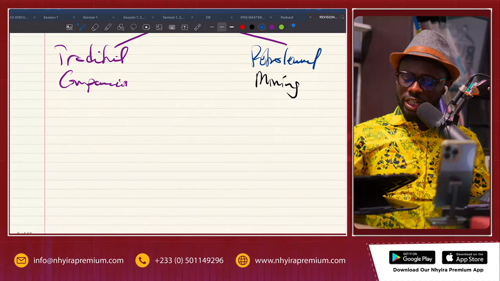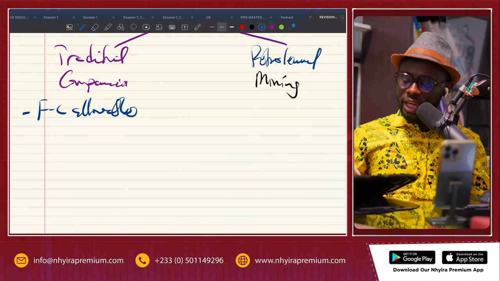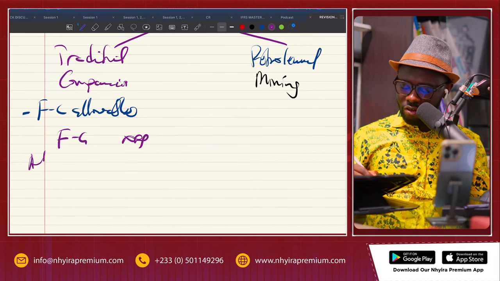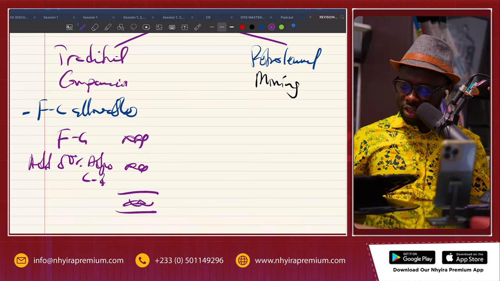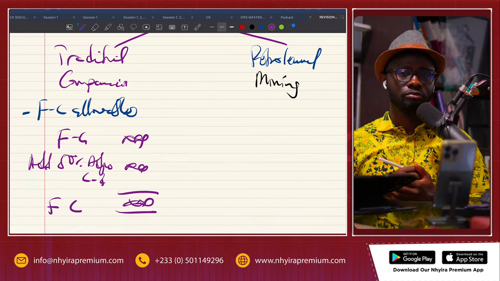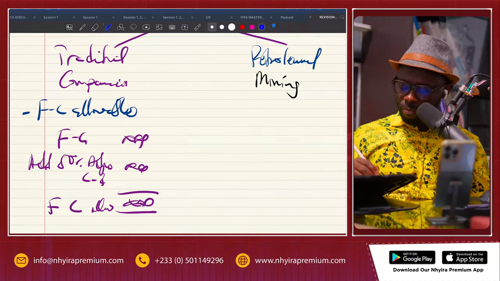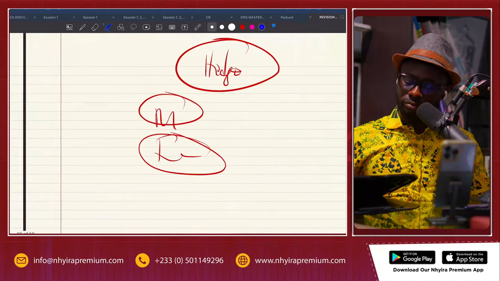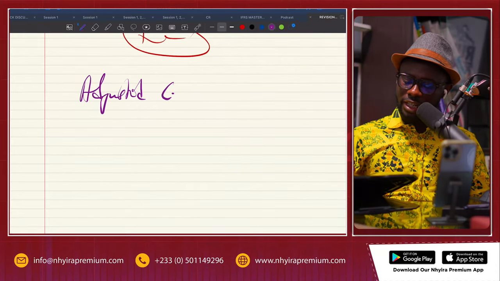It means for traditional companies, the financial cost allowable is any financial gain during the year, then you add 50% of adjusted chargeable income. That is the financial cost allowable. What does that mean? It means you're going to pretend to calculate this adjusted chargeable income. So you have to do workings for adjusted chargeable income.